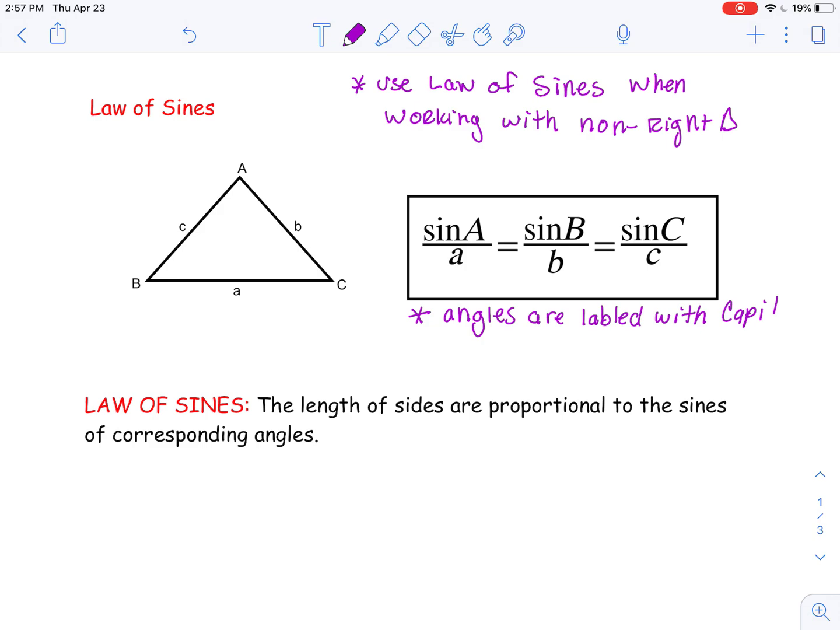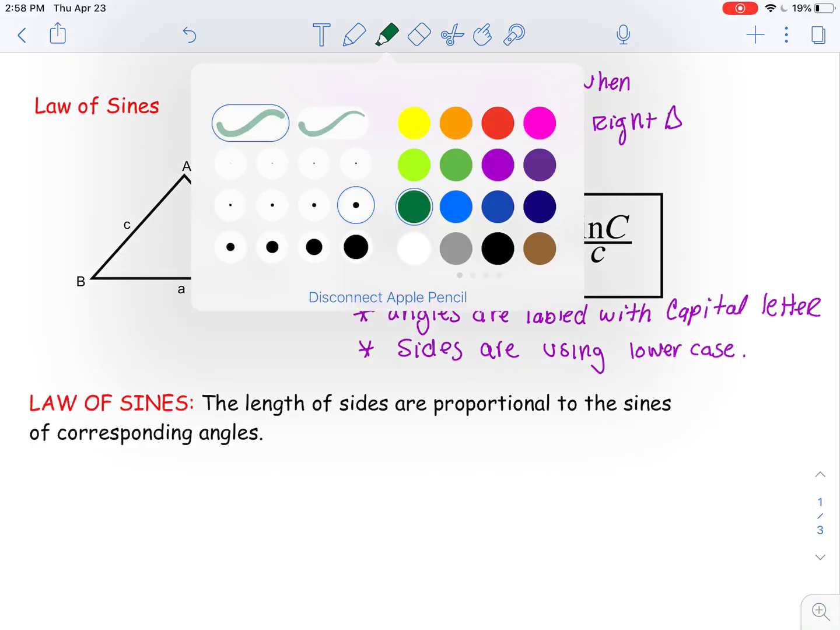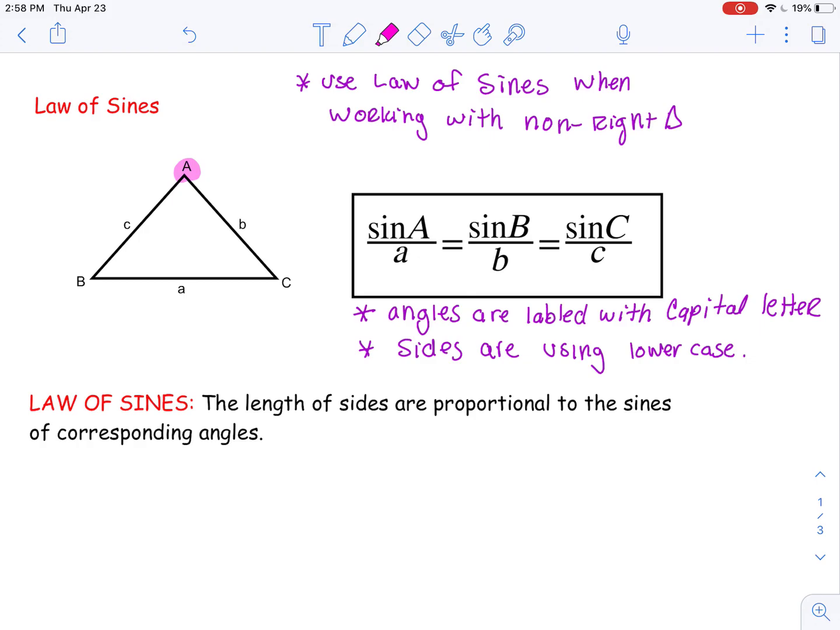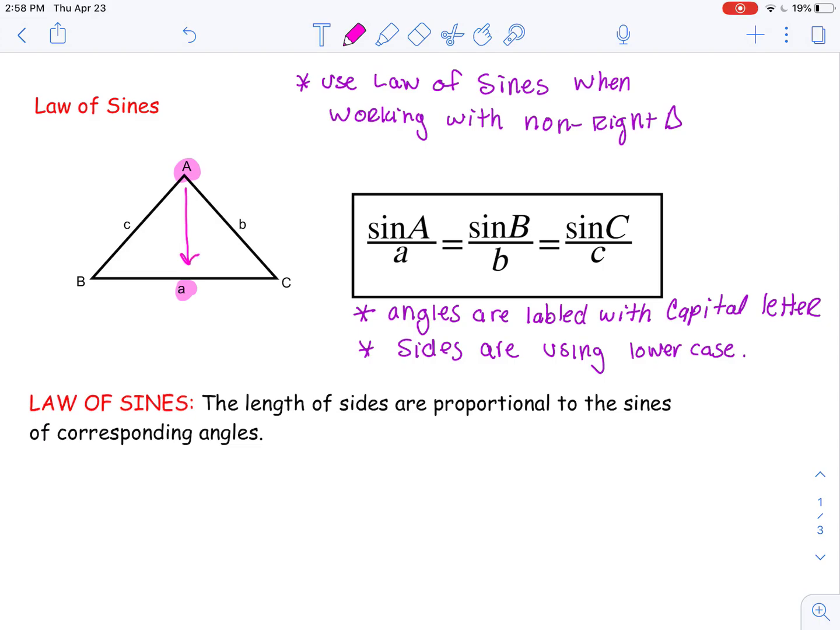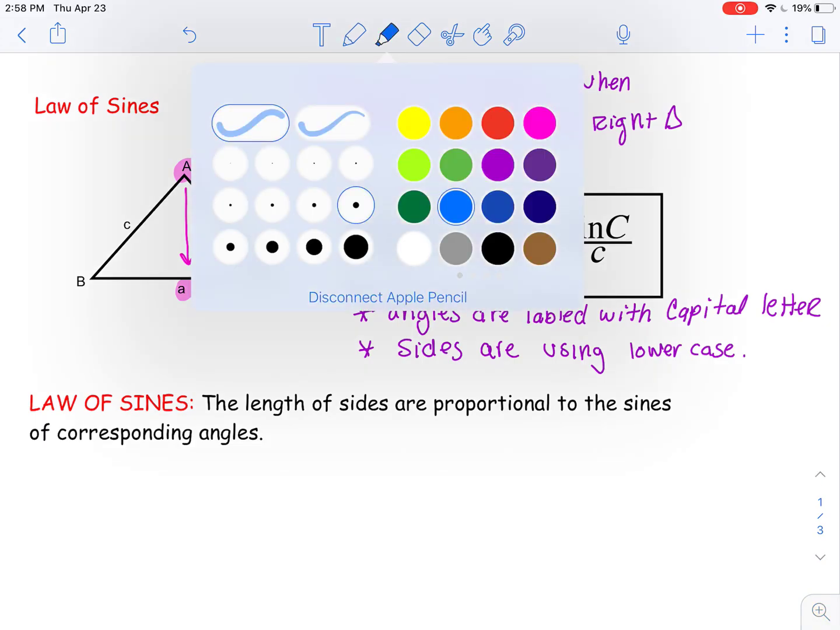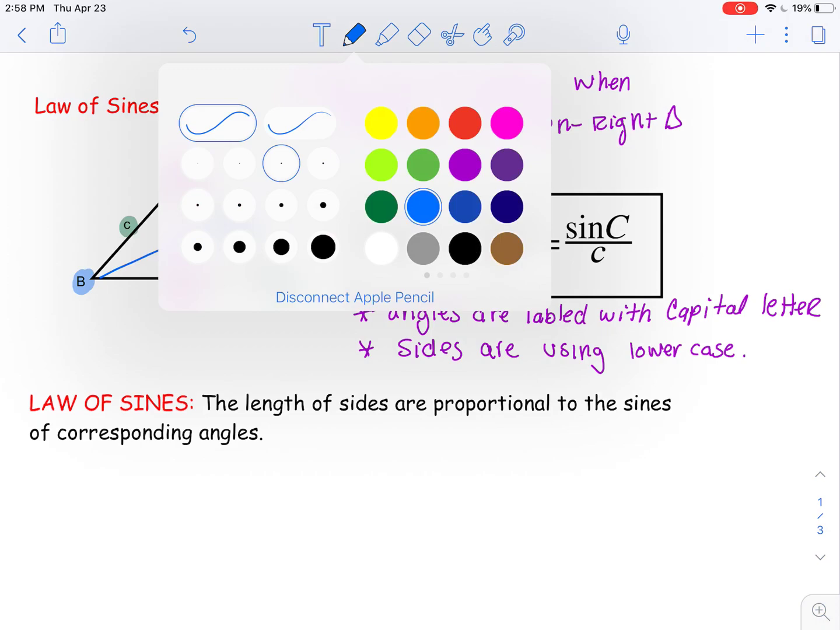And then sides, we're going to use lowercase letters. So sides are using lowercase. If you'll notice, if I look at angle A, side A is across from it. So it's always in that relationship: the angle is across from the side. If I look at angle B, side B is across from it. And if I look at angle C, side C will be across from C.